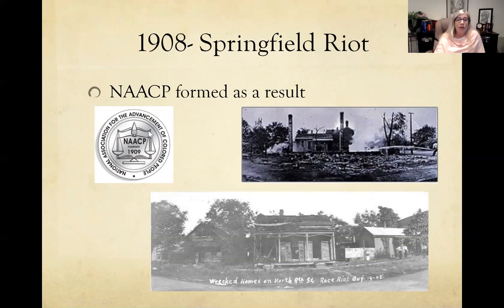Look at their symbol. These are those scales of justice that I talked about. And so this is going to remind us that the way that the NAACP is going to work is by working through the court system. So they're going to take on cases. They're going to try to drive home this idea of getting equality protected by the court system, the national courts and the Supreme Court.